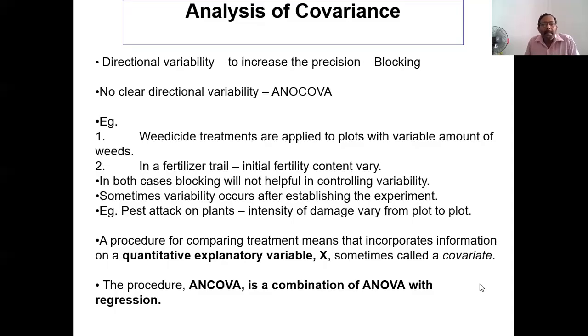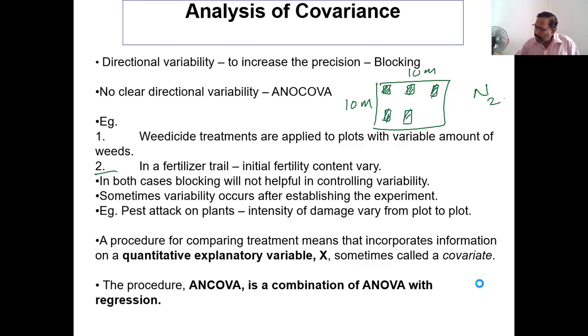So this is just an introduction. I explained with the weedicide example very well. Which is true for the second situation? In a field, fertility. If you take a 10 meter flat land, I'm just concentrating on nitrogen. I am looking at nitrogen in this area, in this, in this, in this. It is a flat land, right? Let's say A, B, C, D, E, F.